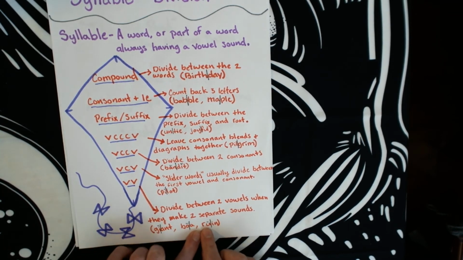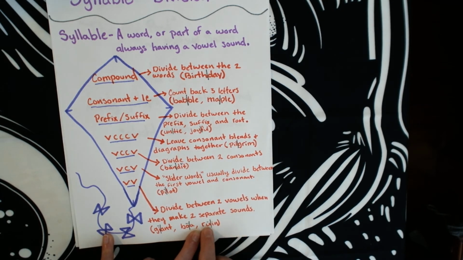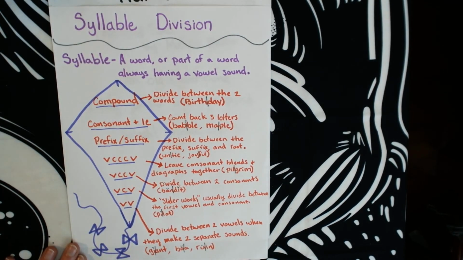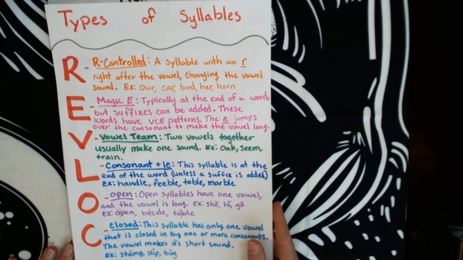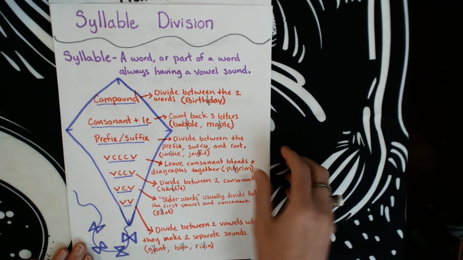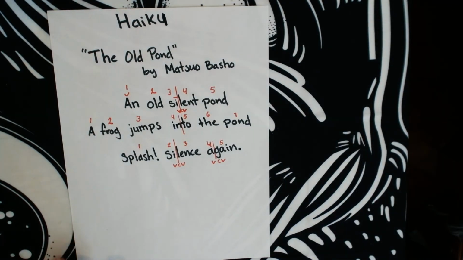And then you have the last word on our example list, which is ruin. I would find that there's 2 vowels together, U-I, and if they're not working together, making a vowel team, I'll divide in between and notice that that U is now long, ru-in, ruin. All right, that was a super fast review of our syllable types and our syllable division patterns. Now we're going to take a look at how to use these for writing and reading haikus.